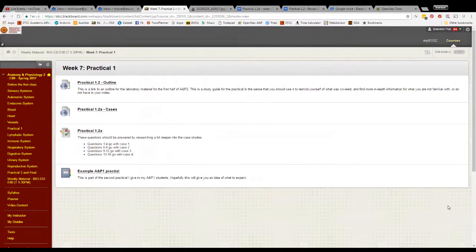Practical works in my class. Now, the way that I give the practical exam is a little bit different than the traditional sense of how a practical exam is given. Now, a practical exam, historically, you could say, is based on the medical school gross anatomy course.